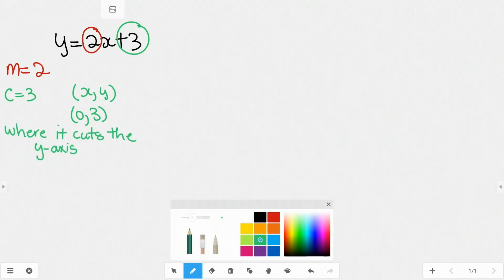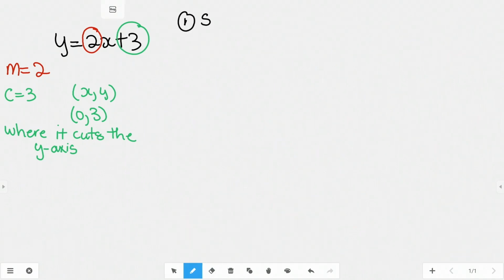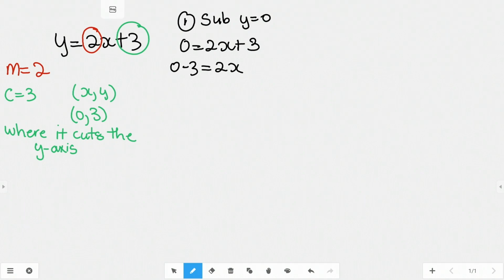Now we need to find where this line cuts the x-axis. The first thing we need to do is to substitute y equal 0 into the equation. So wherever we see y in the equation, we're substituting it with 0. So this becomes 0 is equal to 2x plus 3. We have to make x the subject of the formula. So we're going to take across a positive 3 and it becomes 0 subtract 3 is equal to 2x. Negative 3 is equal to 2x.